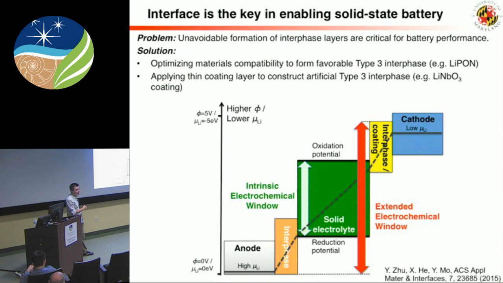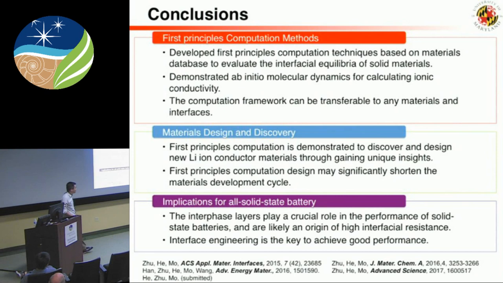And what we propose, and what we find, is that through wise selection of the material, you can have some materials that are compatible and form a favorable interface, for example in the case of lithium with lithium metal. Another way is that you can apply a coating layer to essentially resolve the interfacial reaction issue.